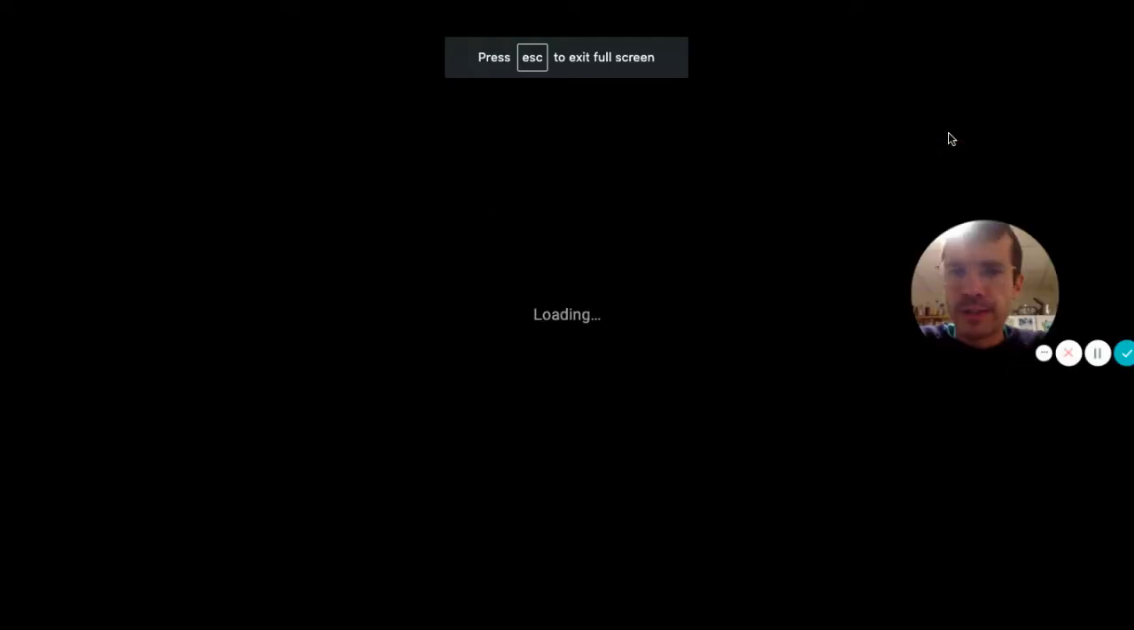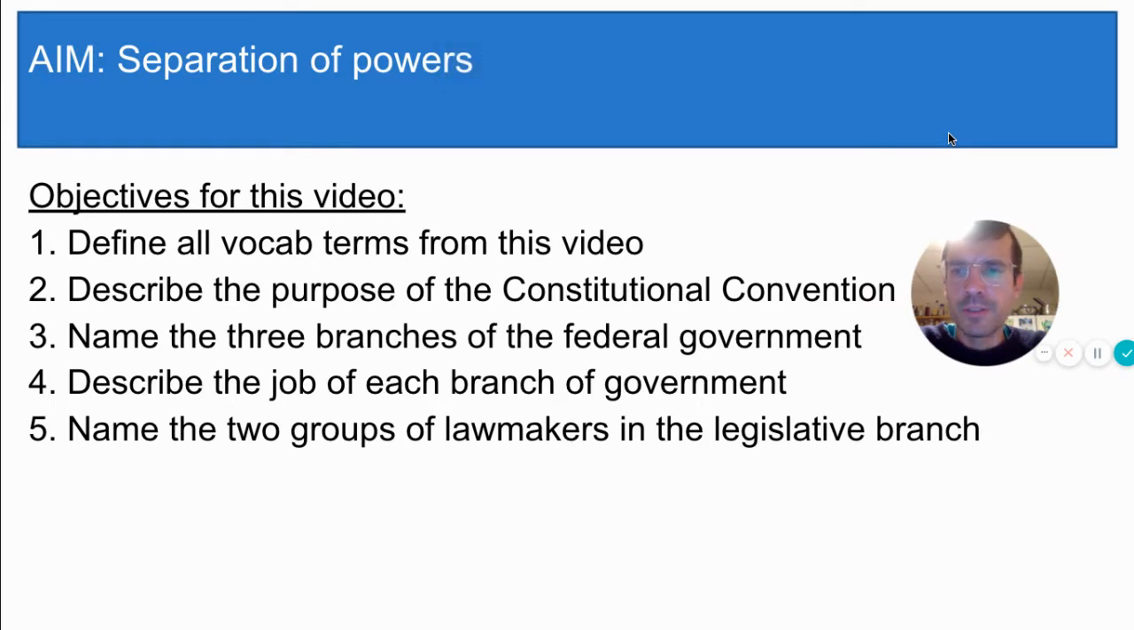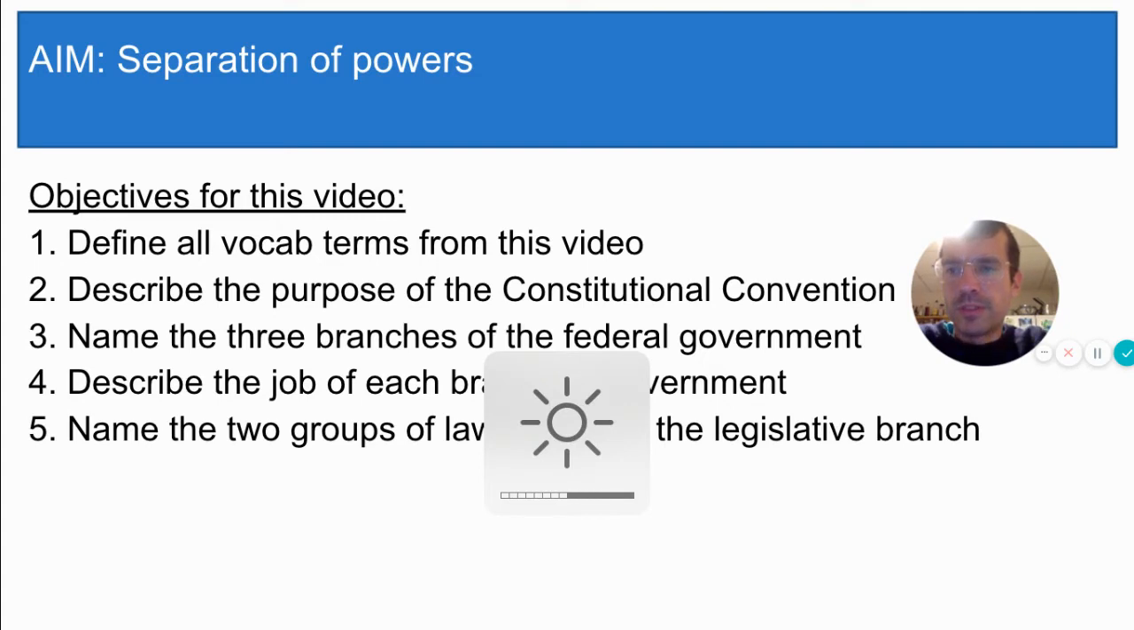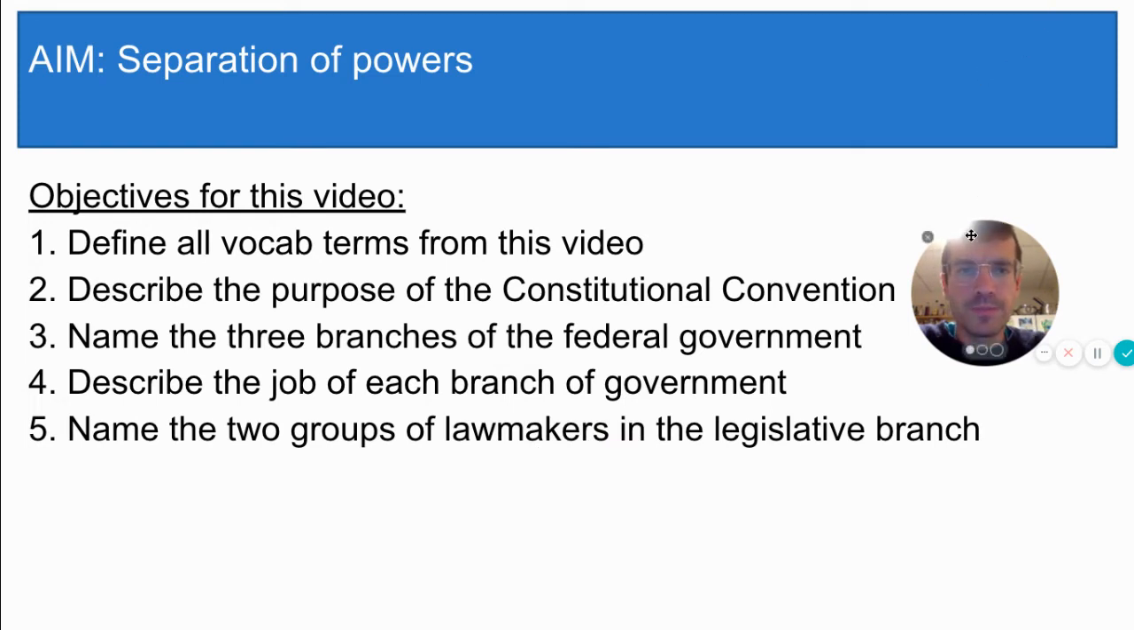Ness screencast. Today's aim is separation of powers. And here are your objectives. Please make sure that you have your vocab sheet with you and something to write with. Now, pause the video, look these objectives over, and get ready to copy some vocab and take some notes.